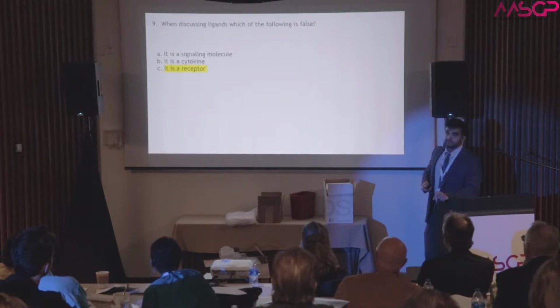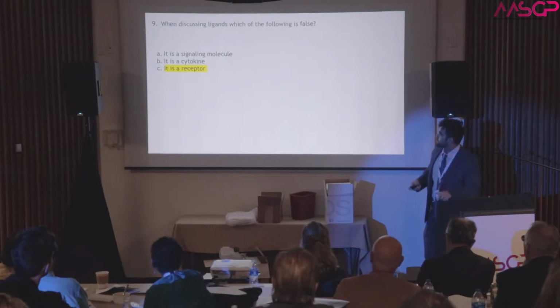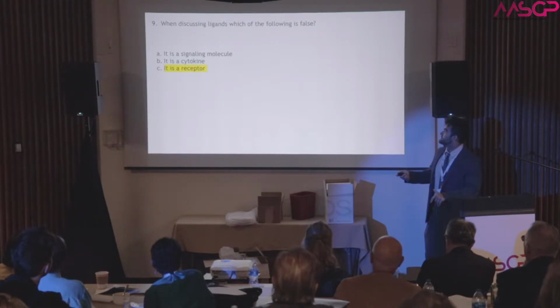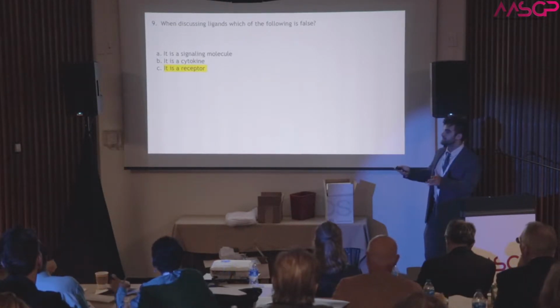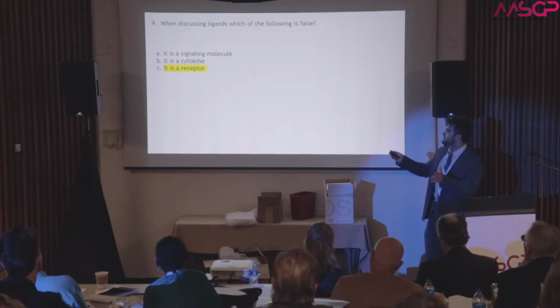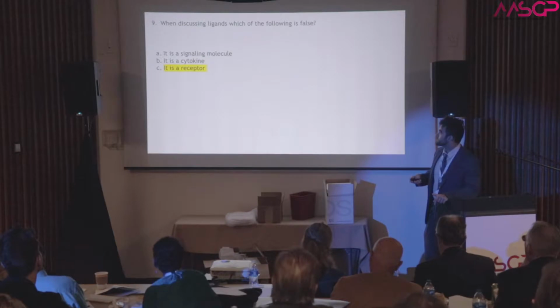When discussing ligands, which of the following is false? Only one of these is false. Ligands are always going to be what binds to receptors, so it can't be a signaling molecule, it can't be a cytokine. It is a signaling molecule, it is a cytokine, it is not a receptor, it binds to receptors. So remember, ligands bind to receptors. When you have CD40 and the CD40 ligand involved in B cells, that's the ligand. The ligand binds to the receptor.